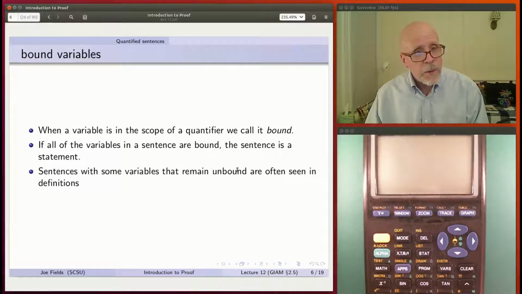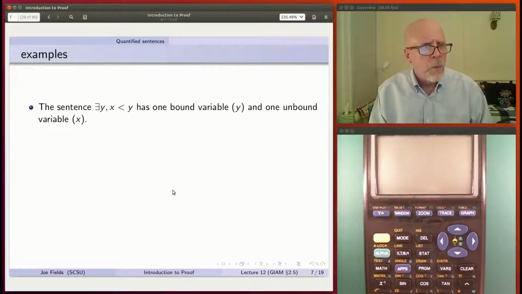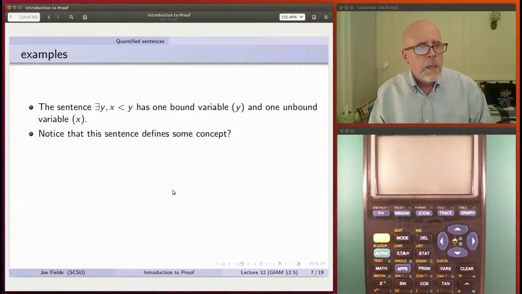Sentences with some variables that remain unbound, so not in the scope of a quantifier, those are seen, and they're often seen in definitions. I think I've got an example on here. I'll move to the next page and I've got an example. So the sentence, there exists y, x is less than y, has one bound variable, y, and one unbound variable, x, right? See how y is coming after the existential quantifier, but there's no quantifier that has an x after it. Does that define a concept?